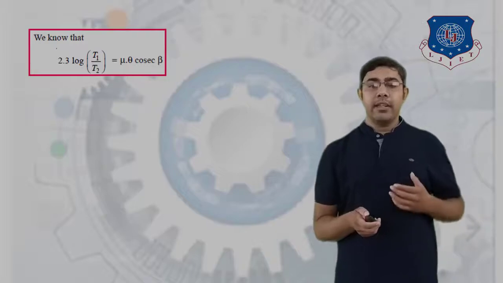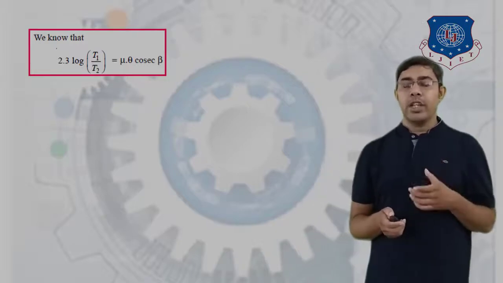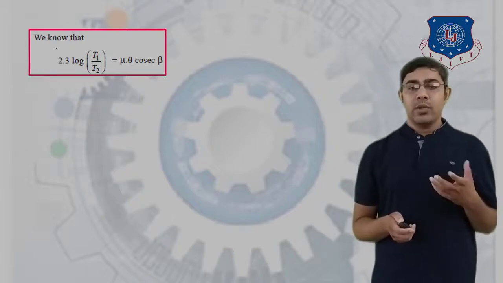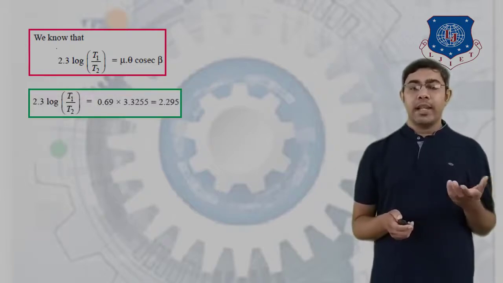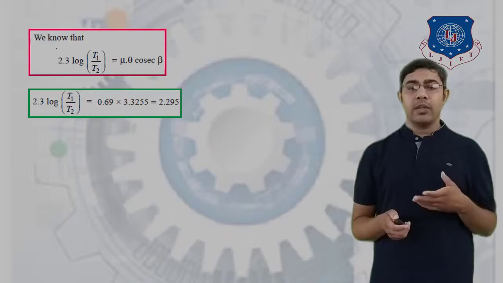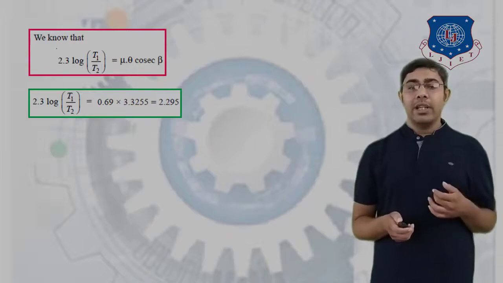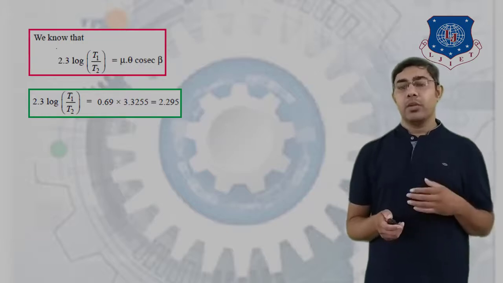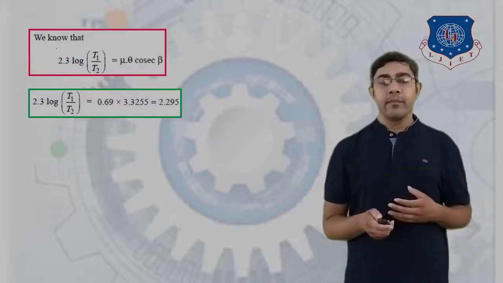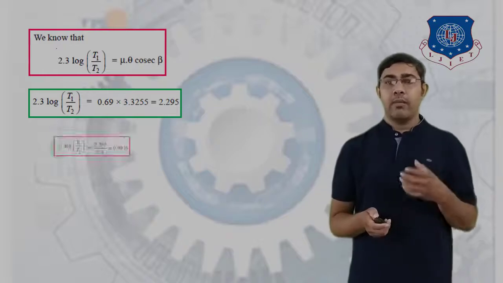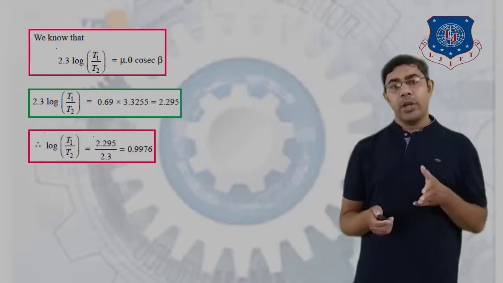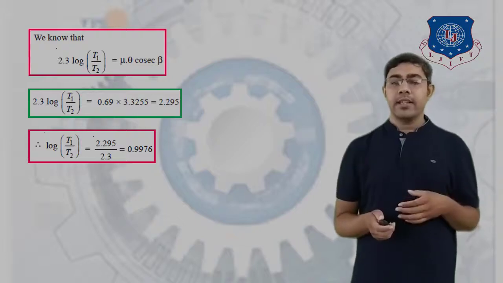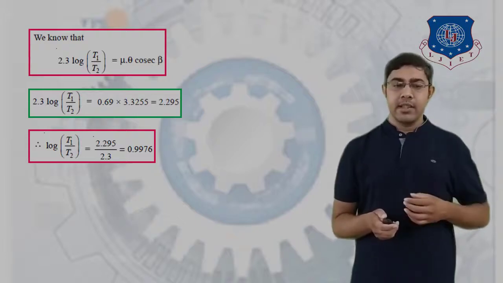So now we have the values of T1, mu, theta and cosec beta. So we can calculate the value of T2. We place the values of mu, theta and cosec beta. So we get 2.3 log T1 upon T2 is equal to 2.295. So we get log T1 upon T2 is equal to 2.295 divided by 2.3. So we get the answer 0.9976.